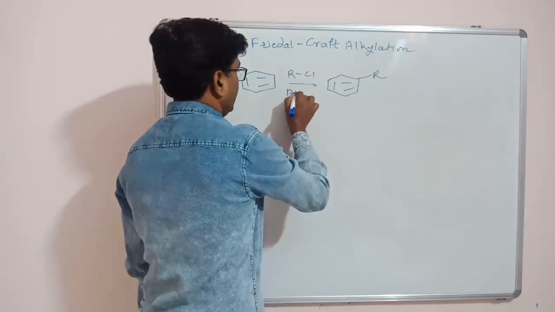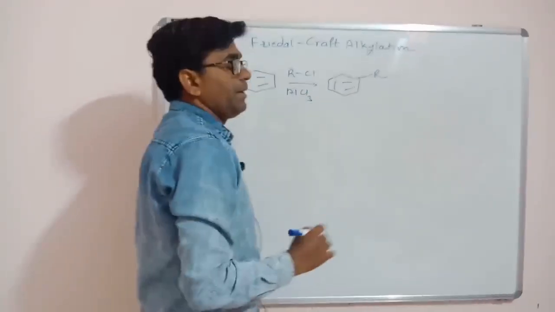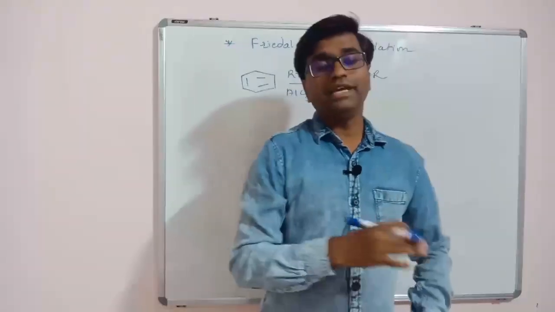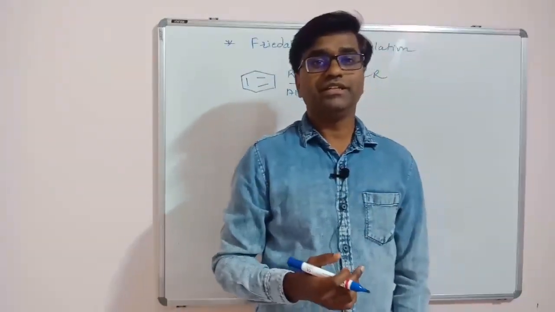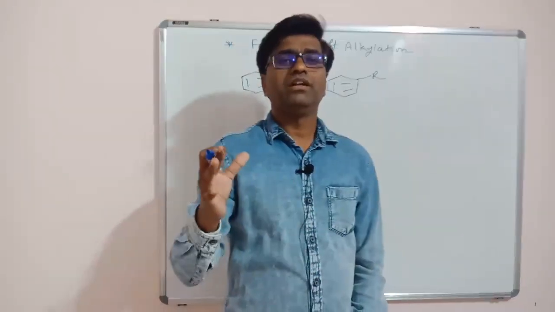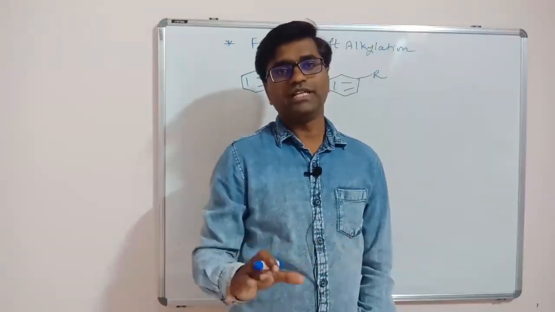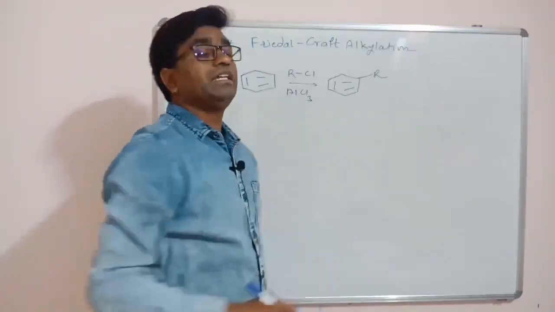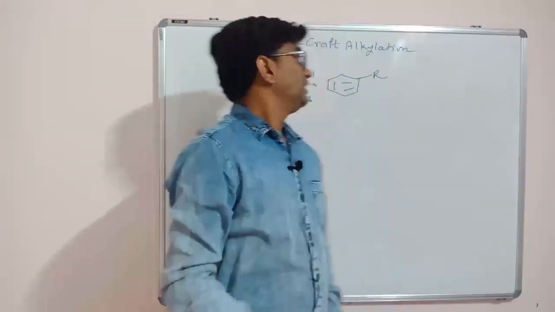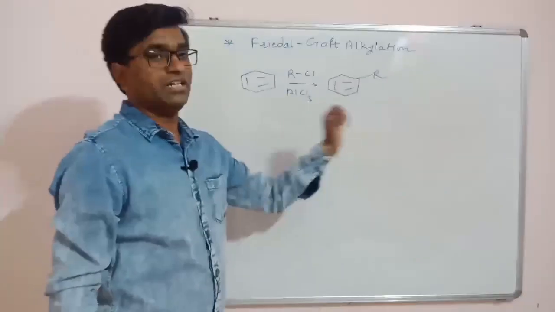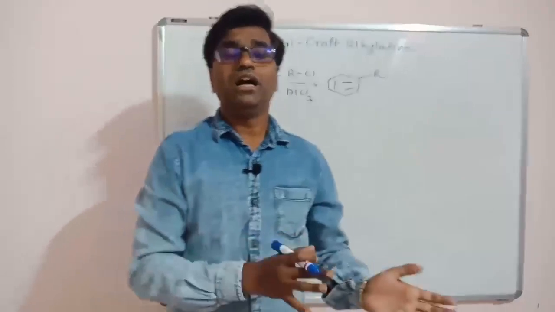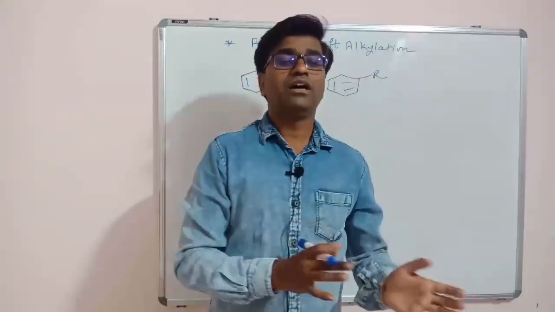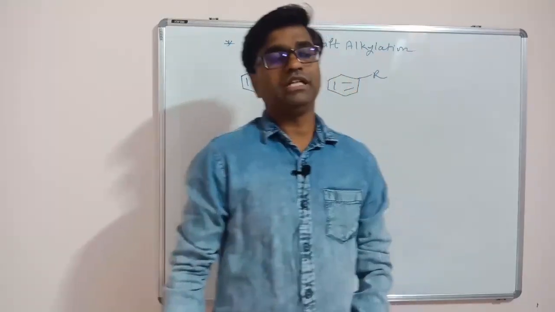For example, AlCl3, AlBr3, FeCl3, BF3. Likewise we use a Lewis acid as a catalyst to polarize the alkyl halides. So this is called Friedel-Crafts alkylation. One or more hydrogen atoms of the benzene ring replaced by alkyl groups is called Friedel-Crafts alkylation. Friends, we will see the mechanism of Friedel-Crafts alkylation.